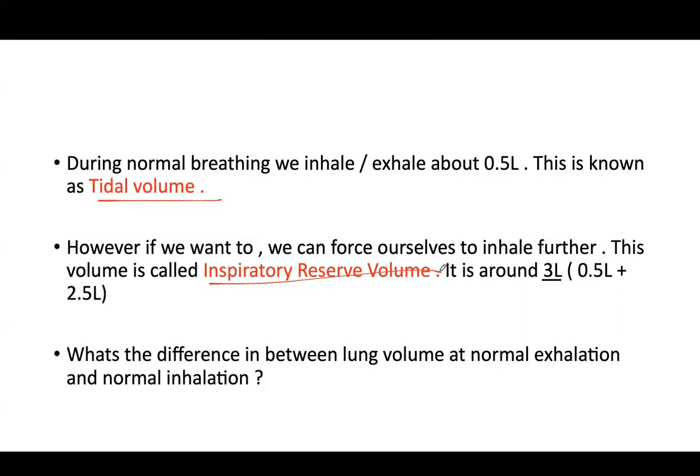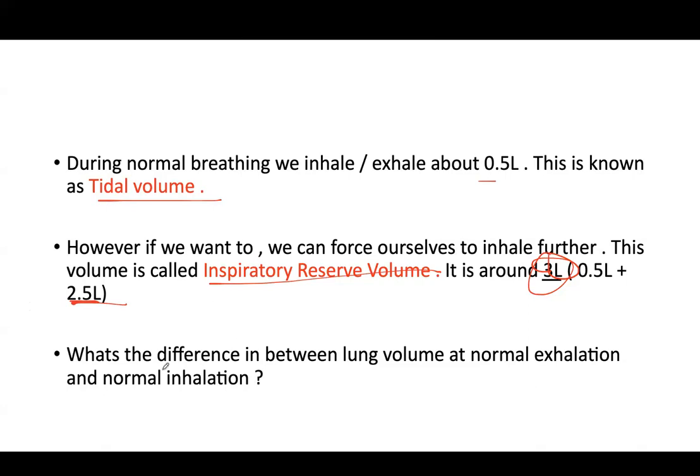Well, what if we wanted to breathe in more? We wanted to breathe in extra. We want to take a deep, deep breath. This is where inspiratory reserve volume comes in. This volume is when you breathe in extra, more than you would normally. It's around 3 liters. It's not actually 3 liters, it's 2.5 liters. But once you're taking the inspiratory reserve volume, you're also taking tidal volume, which is 0.5. So the 0.5 and 2.5 get added, and you have 3 liters total. But the inspiratory reserve volume is 2.5 liters. This is the extra volume that you can breathe in if you wanted to. You don't normally, but if you wanted to, you could.